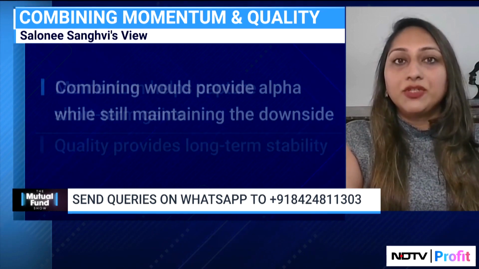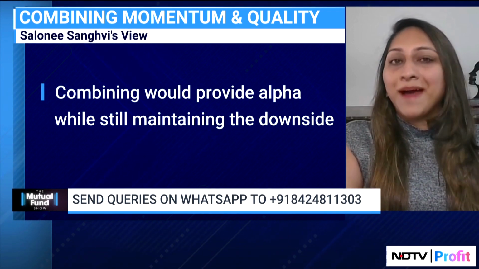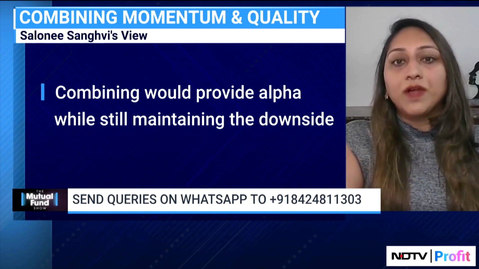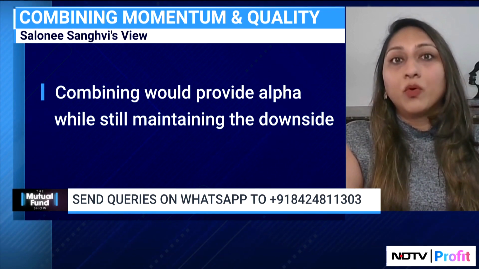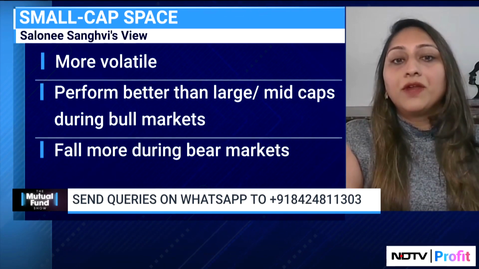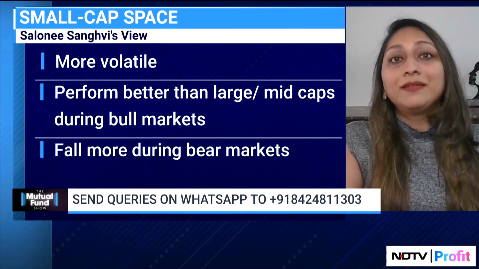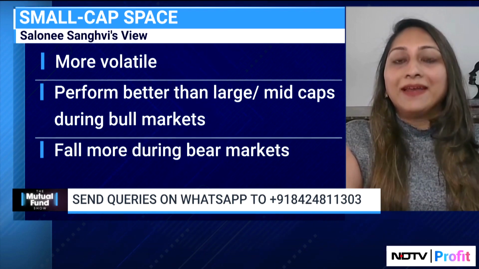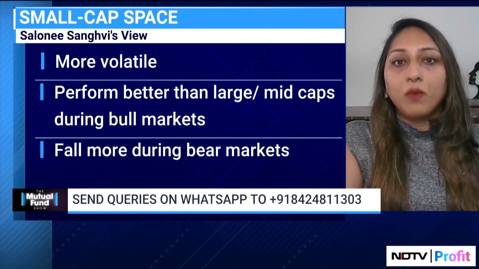I think concentrating only on one factor can backfire, especially if the factor goes out of favor. So a multi-factor strategy that combines both of these factors could actually provide alpha while still maintaining the downside, and is better than concentrating only on one factor.